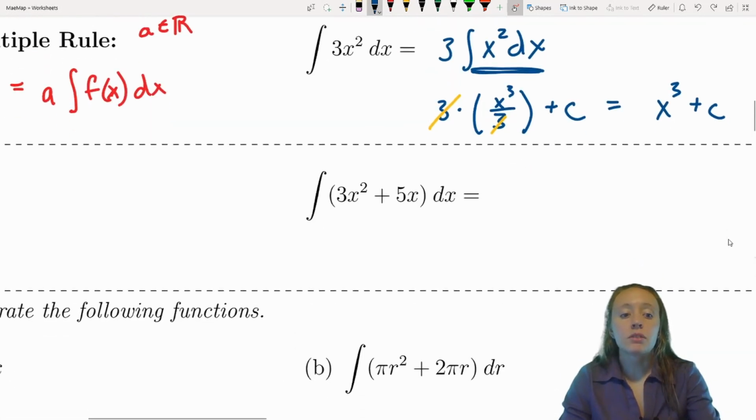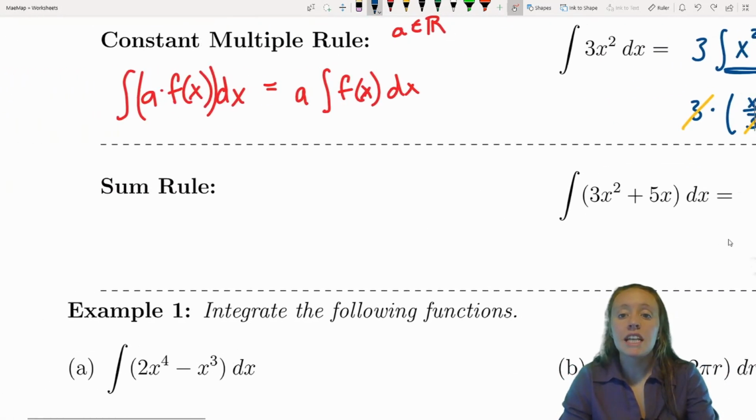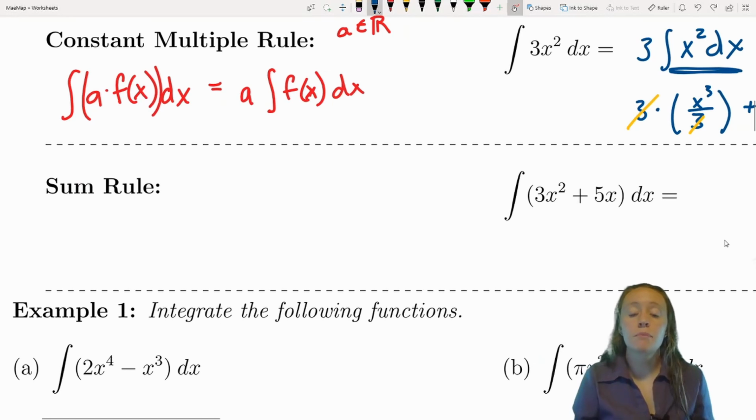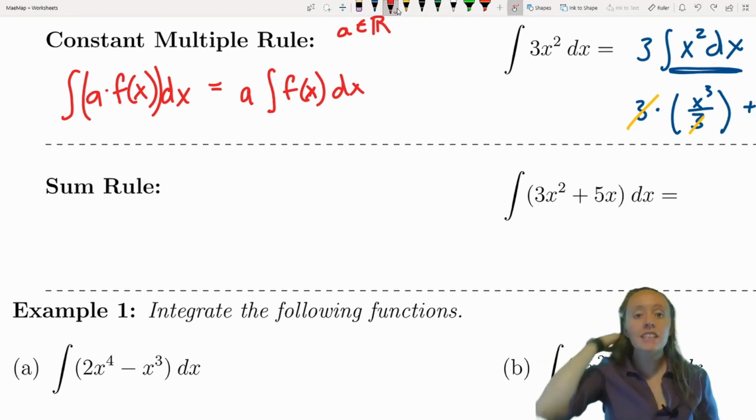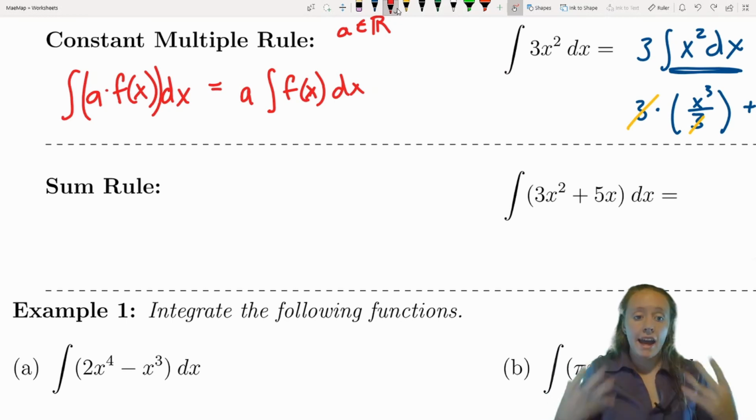And the last basic rule we're going to learn in this worksheet is the sum rule. So the sum rule is, again, similar to differentiation, except for this case, we're going to be doing it for antidifferentiation, or integrating.